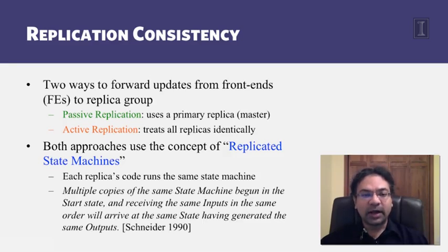Fred Schneider in 1990 formalized this as follows. He said that replicated state machines refer to multiple copies of the same state machine begun in the start state and receiving the same inputs in the same order will arrive at the same final state, having generated the same series of outputs. Okay, so that's essentially a replicated state machine.